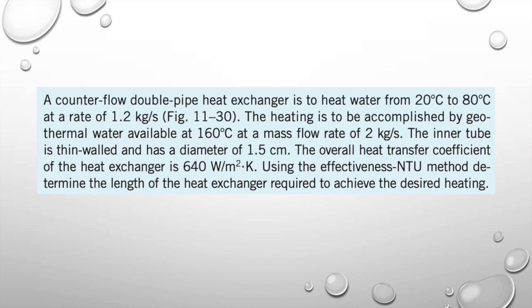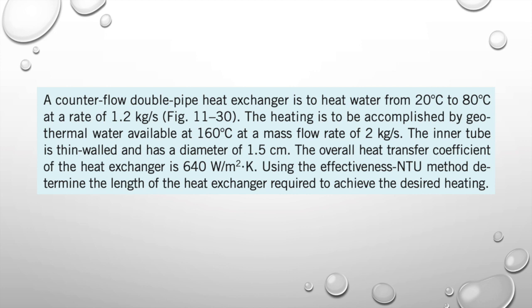The heating is to be accomplished by geothermal water available at 160 degrees Celsius at a mass flow rate of 2 kg per second. The inner tube is thin wall and has a diameter of 1.5 centimeter. The overall heat transfer coefficient of the heat exchanger is 640 watt per meter square Kelvin. Using the effectiveness NTU method, determine the length of the heat exchanger required to achieve the desired heating.